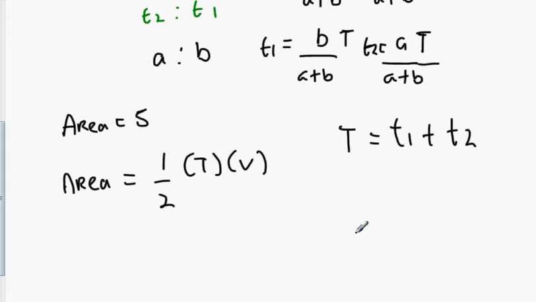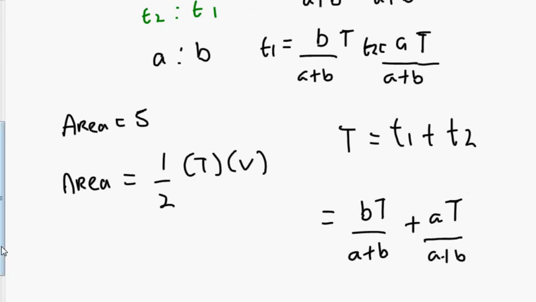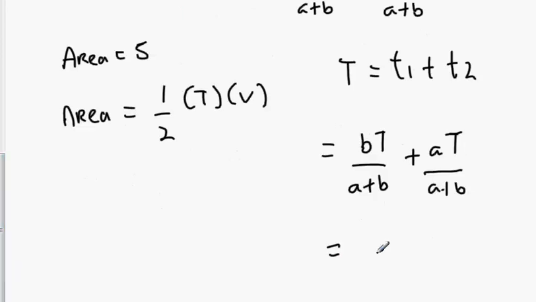So T1 plus T2, when we add these two together, it's going to be BT over A plus B plus AT over A plus B. And what this is going to get us is B plus A times T all over A plus B.